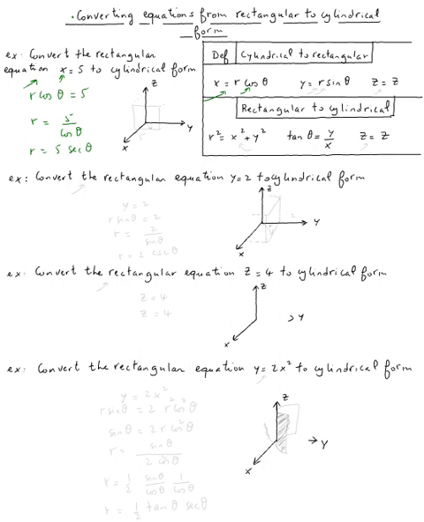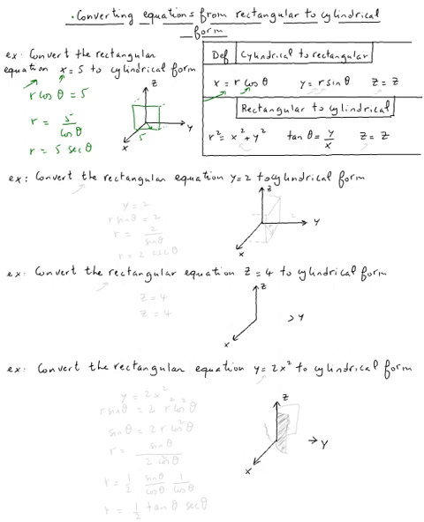Alright, so x equals 5. If this is 5, it's this plane. I'm just drawing a portion of it. So what do we mean with r equals 5 secant theta? R comes from there to there, from the origin to the plane.